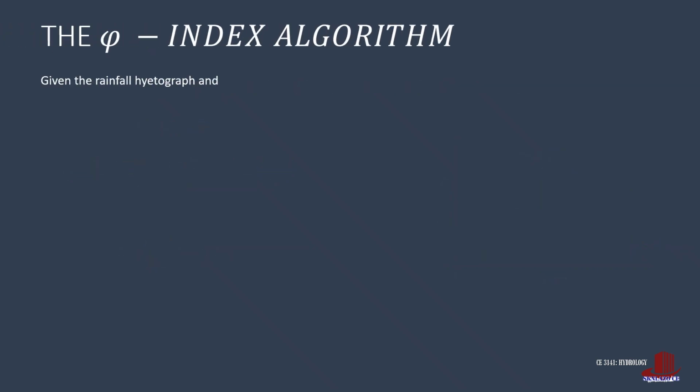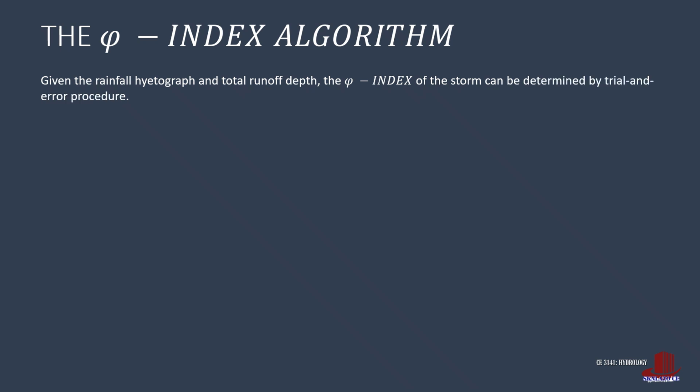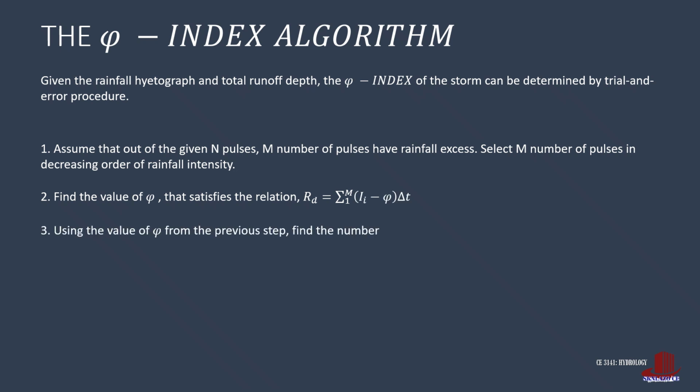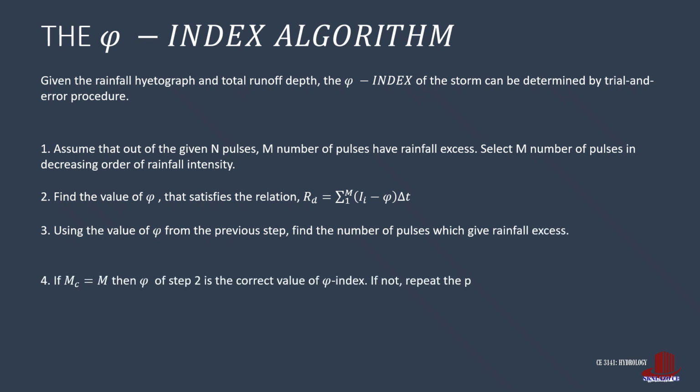The procedure of looking for the Phi index is by trial and error, which means expect a number of iterations until the final value is verified to be correct. The first step is to count the number of pulses. This is just the number of entries in the record. Next is to look for the value of Phi, using the function we discussed earlier. Check the number of entries giving excess rainfall. If there is a discrepancy between the impulses, repeat the procedure.